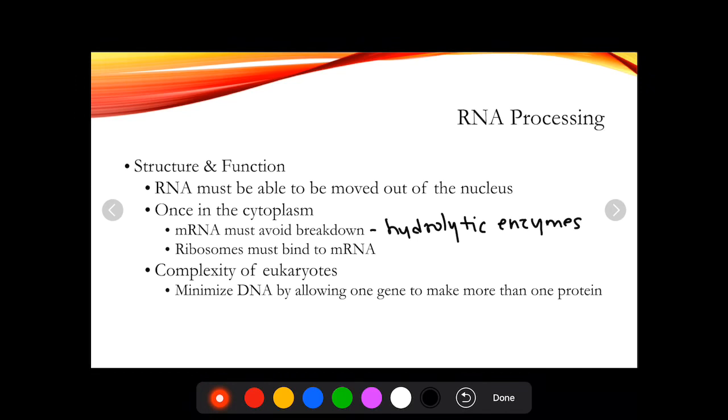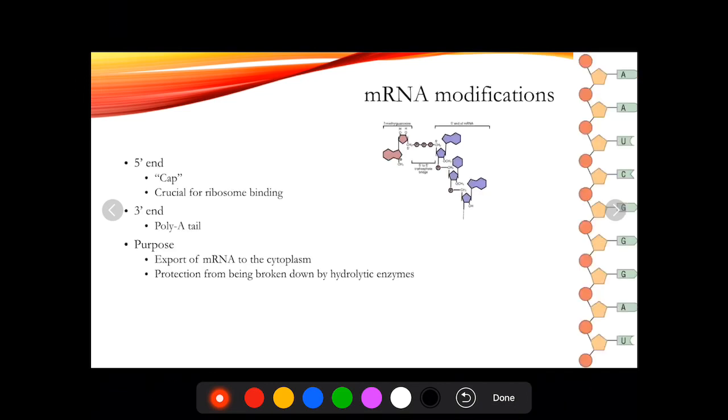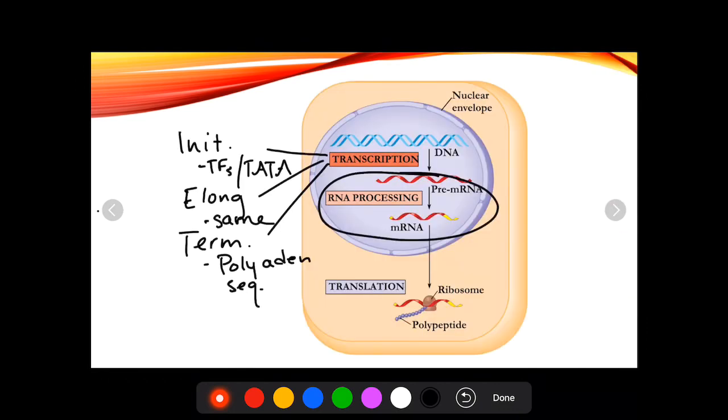Also, the ribosomes are different in prokaryotes than in eukaryotes. So eukaryotic ribosomes need to have some things happening on the mRNA to be able to bind. Okay. So the 3 modifications that we're worried about here. If I'm looking at this RNA processing, there are 3 things that are going to happen.